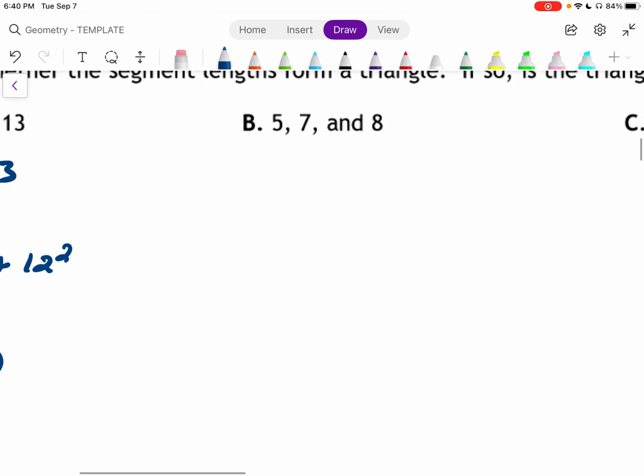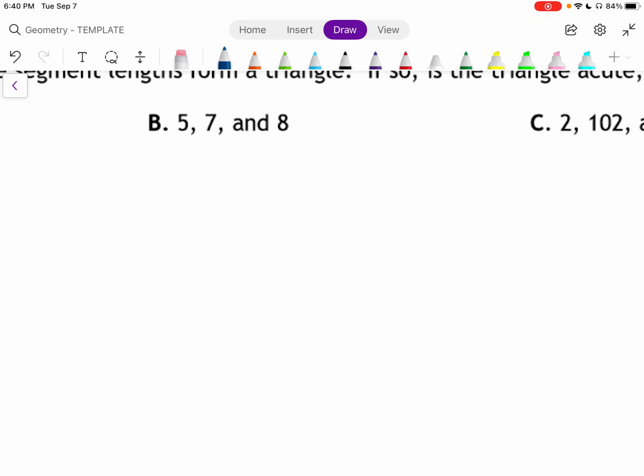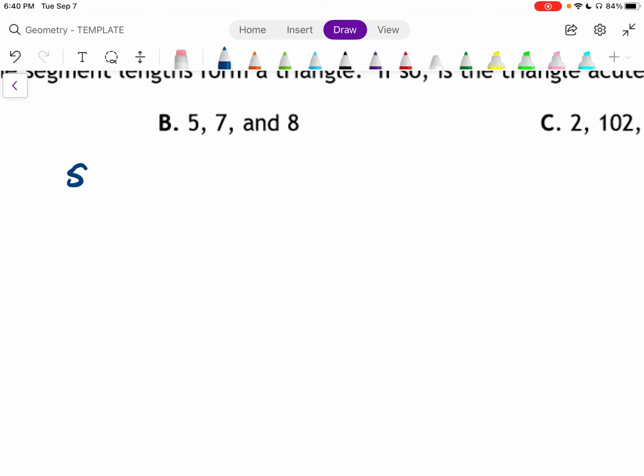All right, let's look at B. Again, we need to decide, is this a triangle? Is it a triangle at all? So I'm going to say, well, 5 plus 7, well, that better be bigger than 8. Well, 5 and 7 gives me 7, 8, 9, 10, 12. 12 is larger than 8, so again, we're good. I'm just going to put a check mark there.